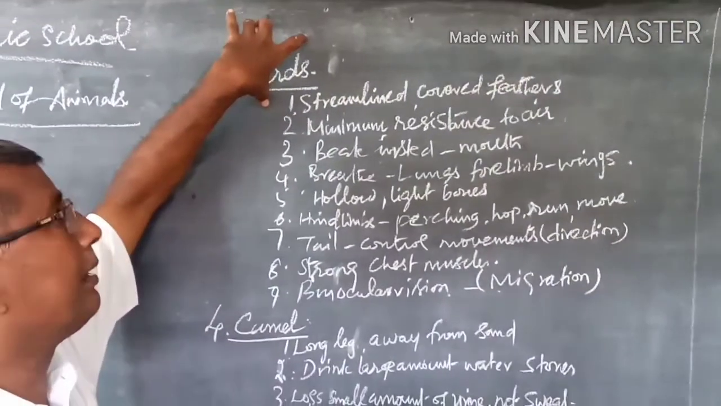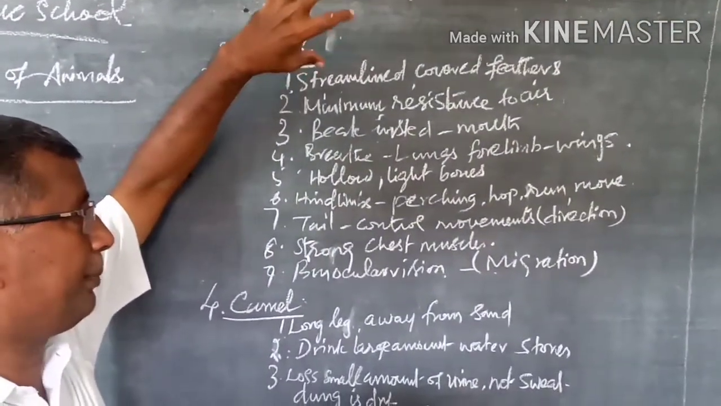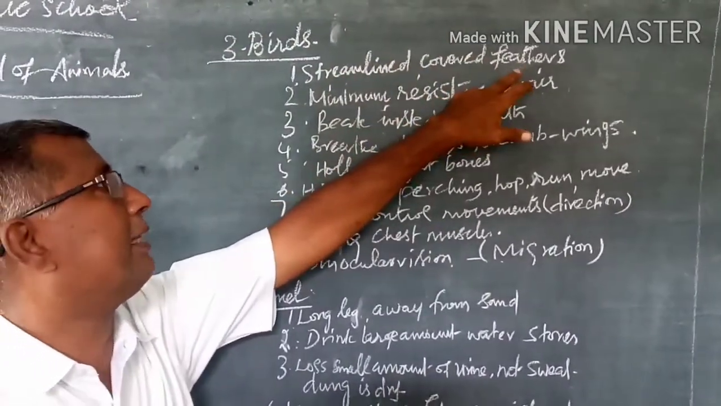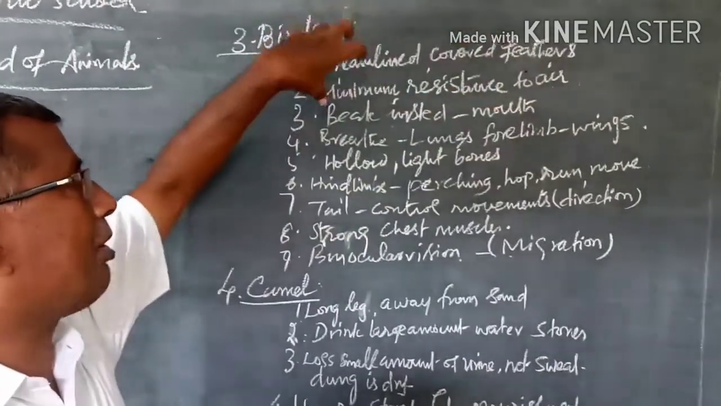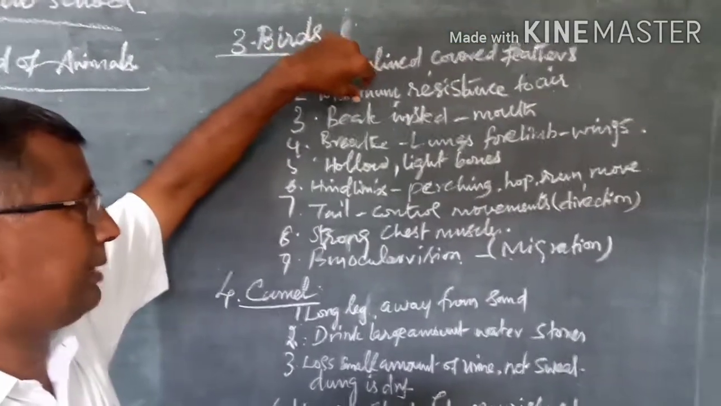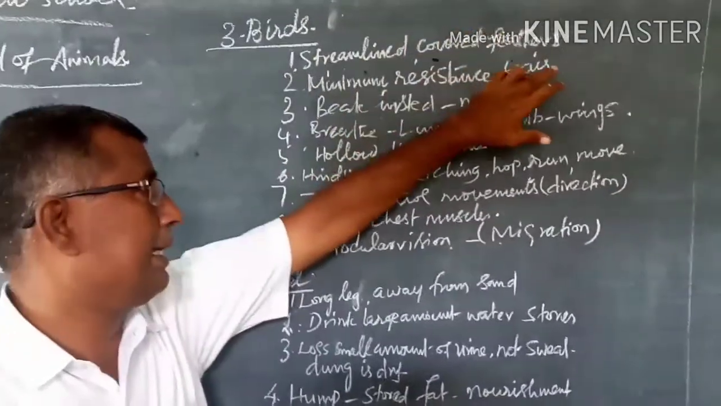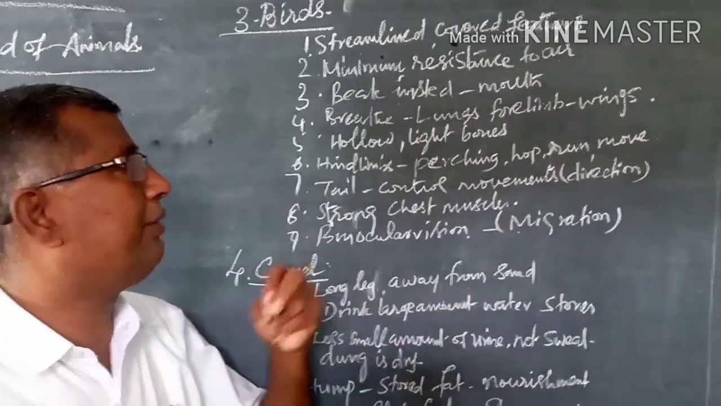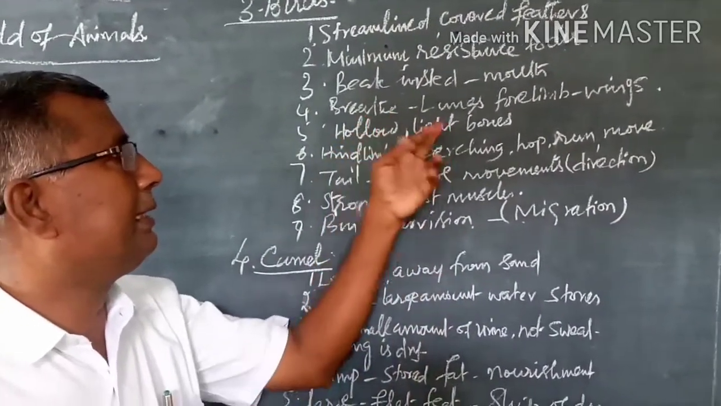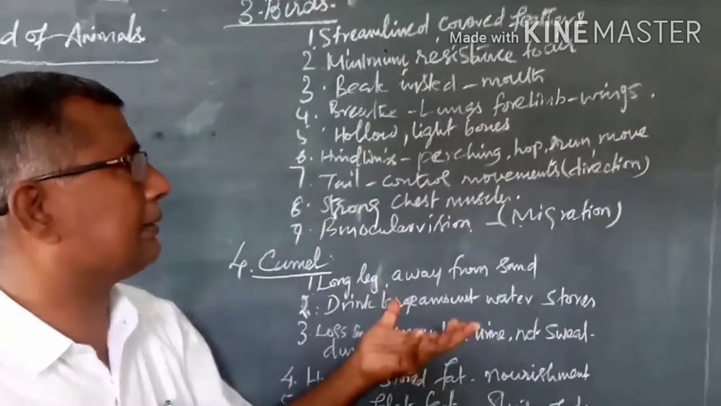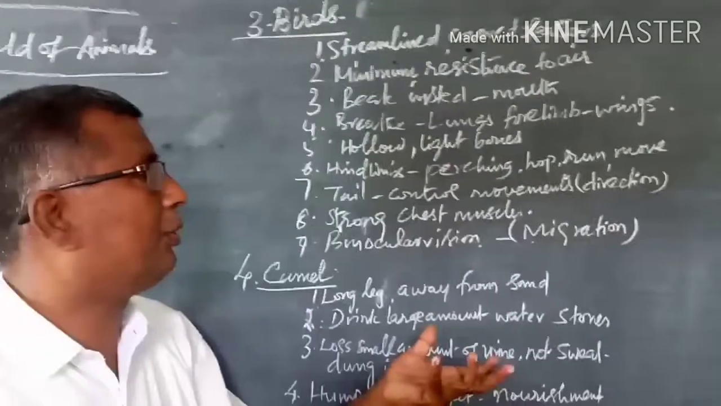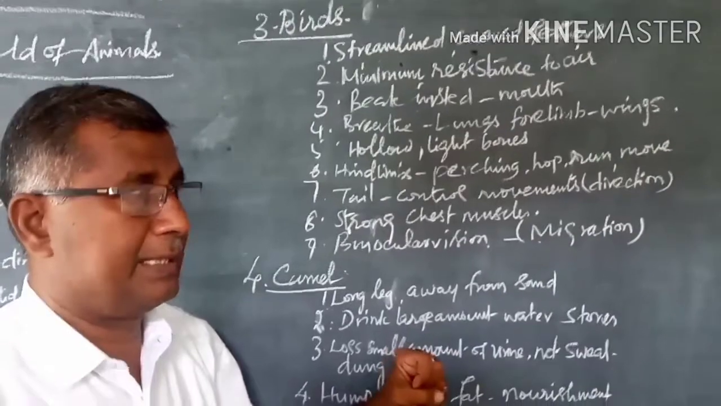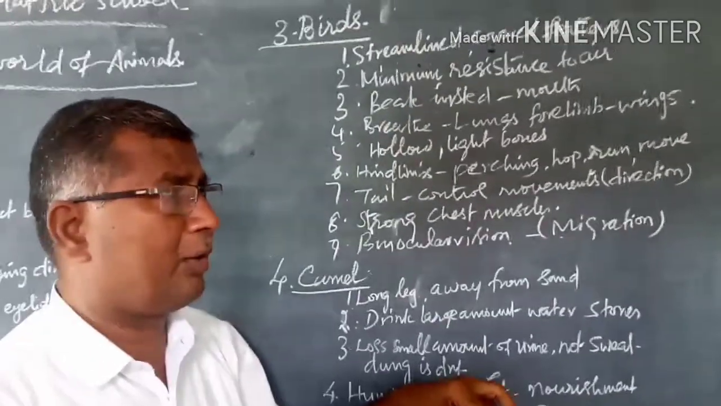Then birds. Birds have a boat-shaped or streamlined body. The whole body is covered with feathers. Understand? They have strong chest muscles and minimum resistance to air. The mouth is modified into a beak according to their feeding habit. Then breathing is by means of lungs. The forelimbs are modified into wings and the hind limbs are adapted for perching. Understand, perching.